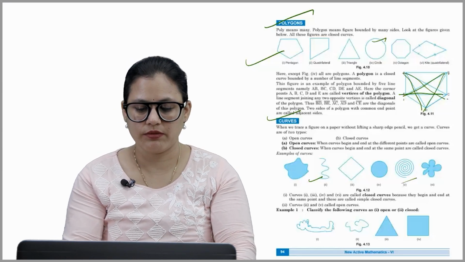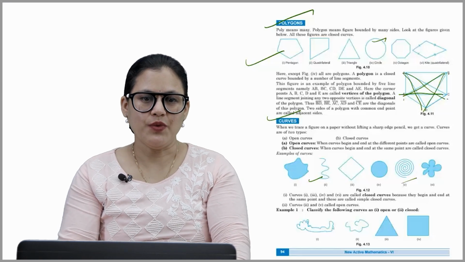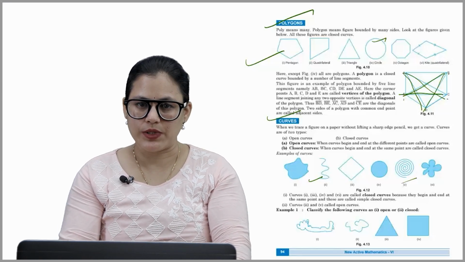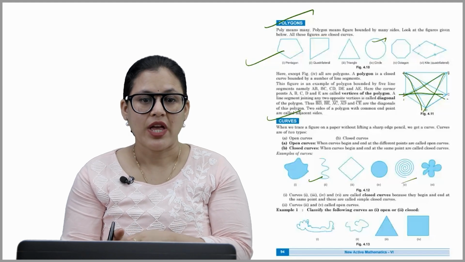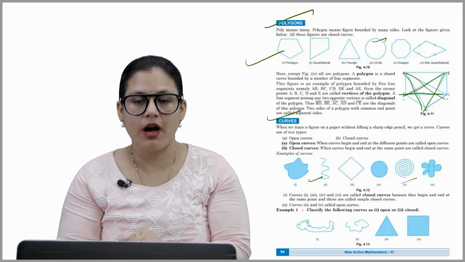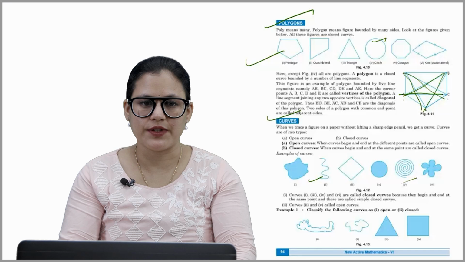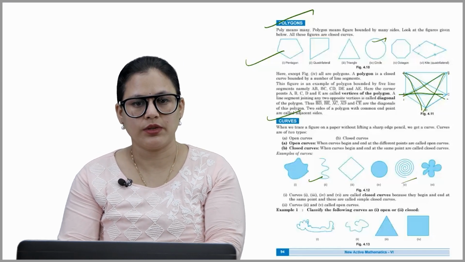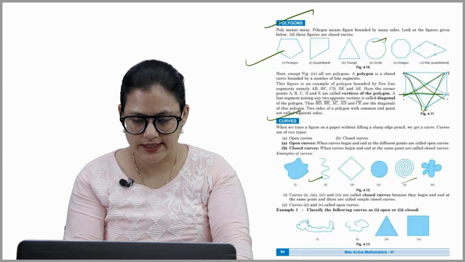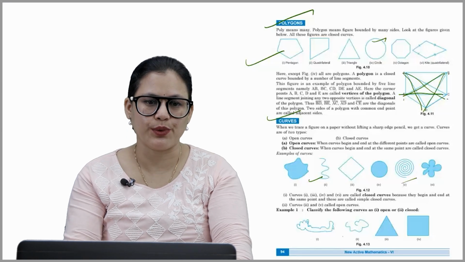Closed curve: when curves begin and end at the same point, they are called closed curves. Now, the rest of the curves are closed curves. So, curves 1, 3, 4 and 6 are called closed curves because they begin and end at the same point, and these are called simple closed curves. Curves 2nd and 5th are called open curves. Example 1: classify the following curves as open or closed. So, this is closed, open, and these are also closed, right?